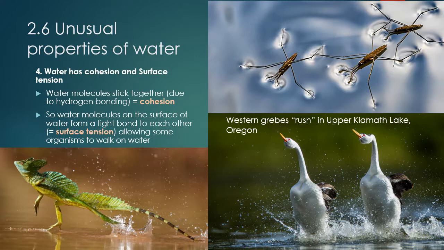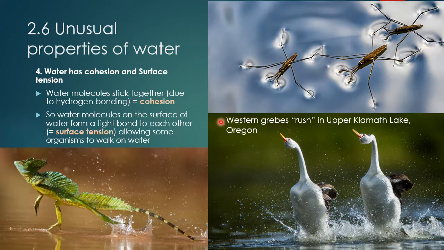And this creates sort of a barrier on top of the water. We call that surface tension. And that surface tension allows some organisms to walk on water. So you can see the basilisk lizard down here is able to run on water. These water striders can float and walk on top of the water.